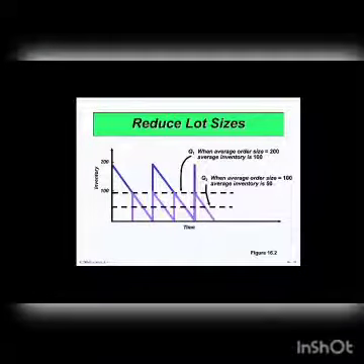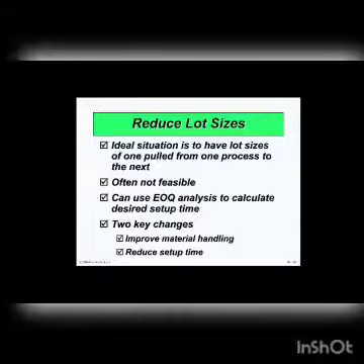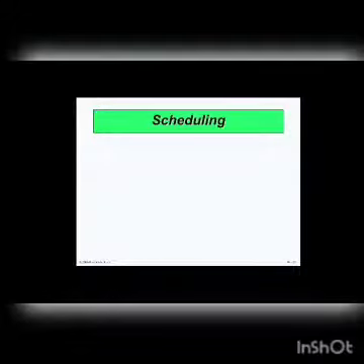You can see that when the average order size is 200, the average inventory is only 100. When the average order size is 100, the average inventory is maintained to be 50. Ideal situation is to have lot sizes of one pulled from one process to the next. EOQ analysis, economic order quantity analysis, is used to calculate the desired setup time. The two key changes that are required are improved material handling and reduced setup time.